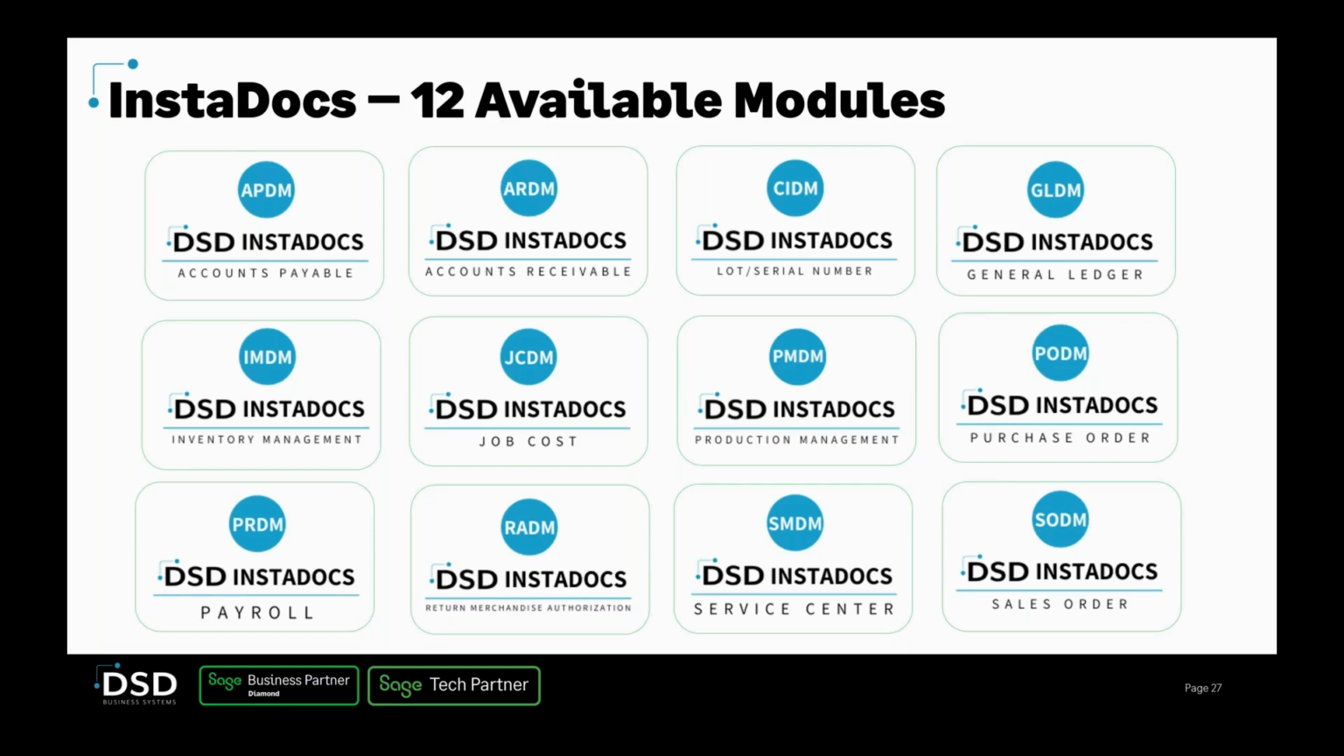Payroll. So if you have any documents that you want to have for each employee, you can access that in the payroll employee maintenance. We have the RMA module. If you have DSD Service Center, we have InstaDocs for that. And the latest one that we released is lot serial. So that's kind of tied to the inventory InstaDocs, right? And you can have documents that are specific to the lot serial number.